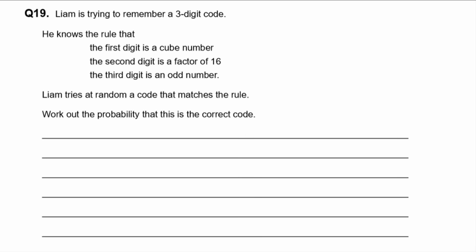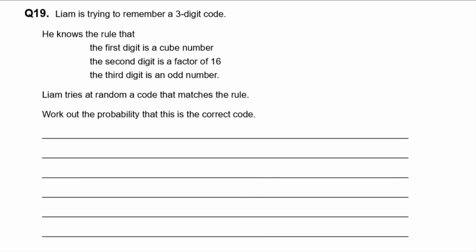Okay, so what is probability? It's successful outcomes divided by total outcomes. So in order to work out that probability, I need to know the total number of codes possible, and then I can work out the probability then, can't I? So let's think how many different choices I've got for each of these digits.